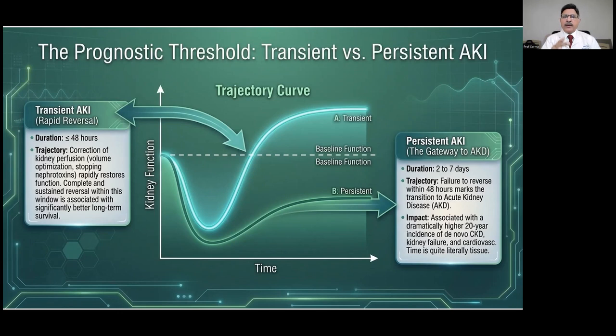From AKI, it has shifted to AKD, associated with a dramatically higher 20-year incidence of CKD. So, very important that it is a continuum. AKI is not alone. AKI, AKD, CKD.